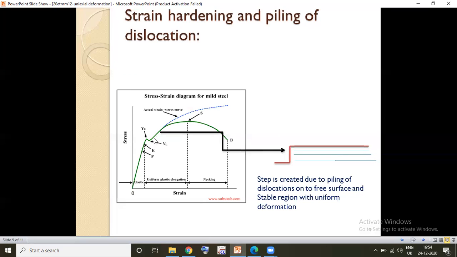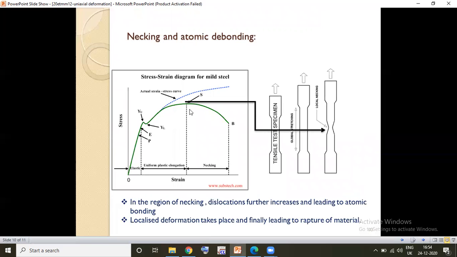You can see that the region Y to S is where uniform deformation is taking place. Beyond this we see the necking starting to take place. The atomic debonding takes place, and due to this, voids are created. Due to these voids, localized deformation takes place, and the material deforms non-uniformly till B and gets fractured at the point B.